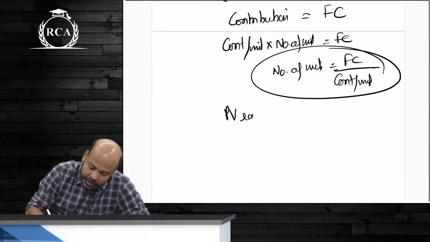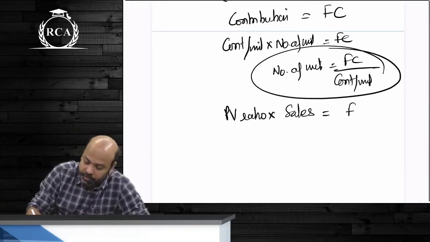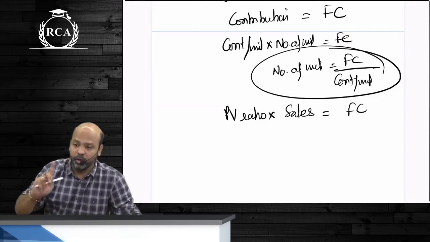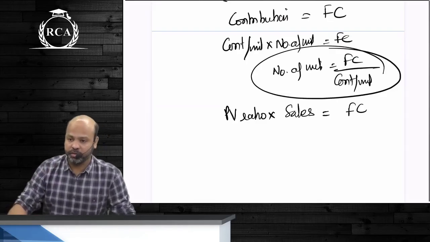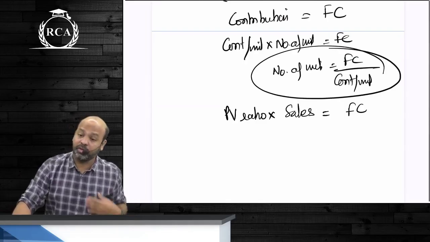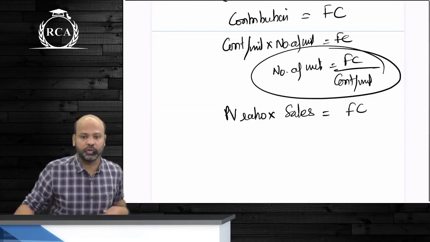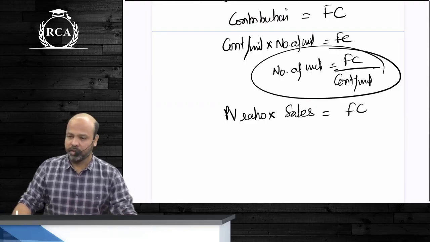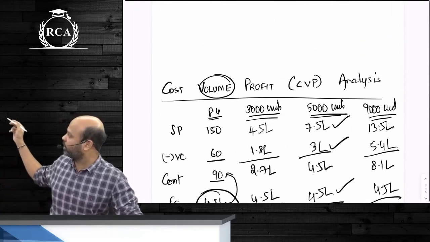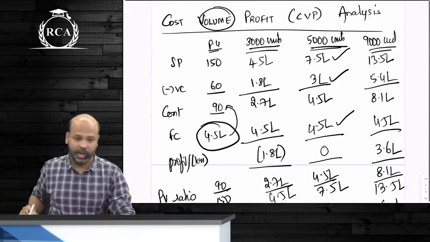PV ratio into sales. Will that still give me contribution? Contribution per unit into number of units will give me total contribution, or sales in rupees will be multiplied by PV ratio to still arrive at contribution. Let's say if my sales in rupees, beta, is 7,50,000, how will I compute contribution?